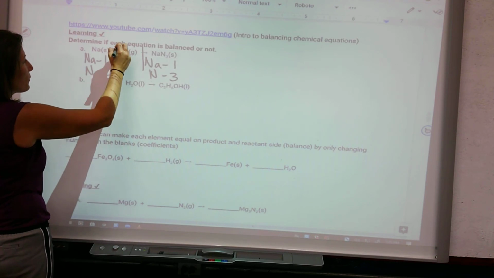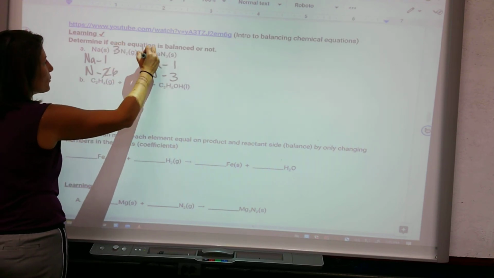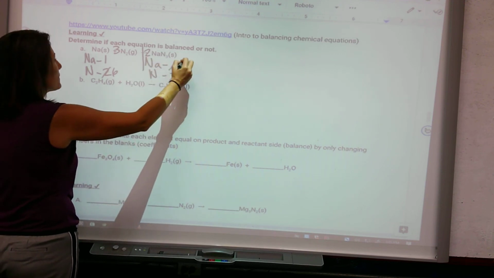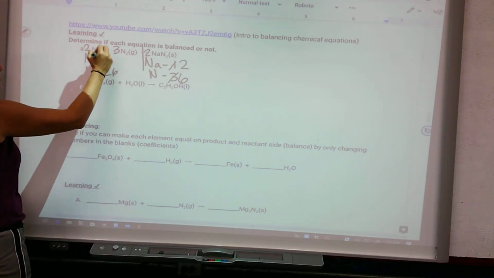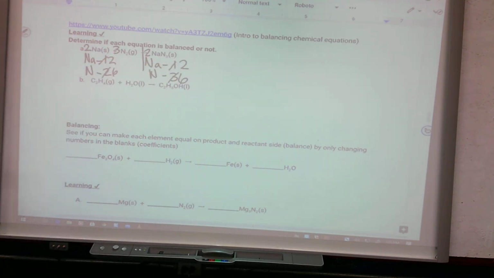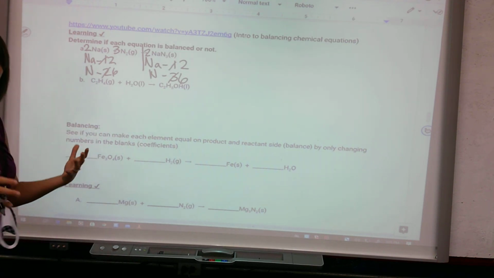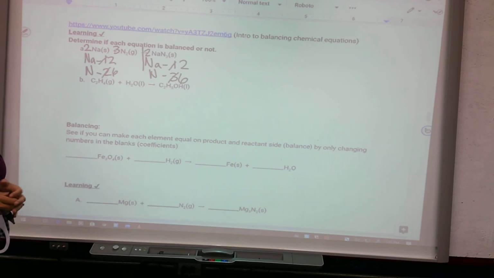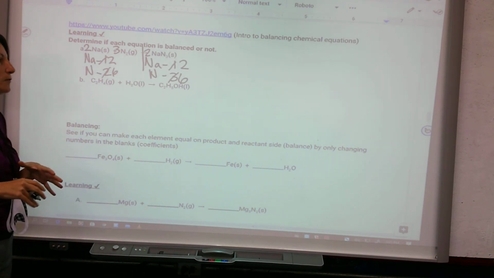Now if you wanted to balance this thing, let's see here. I need to put a 3 here, that would give me 6. I would put a 2 here, that gives me 6. But it changed my sodiums to 2. So I would need to put a 2 there, right? Then everything is balanced. Obviously I do this pretty quickly because I've been doing this for a while, and you guys will get to that point where you can do this pretty quickly. It's all kind of like a puzzle.